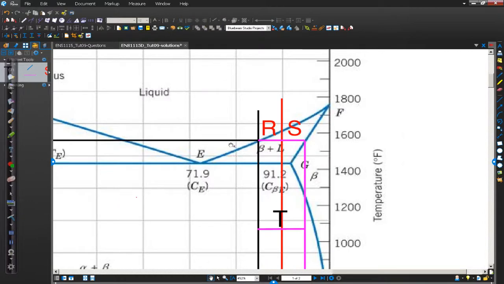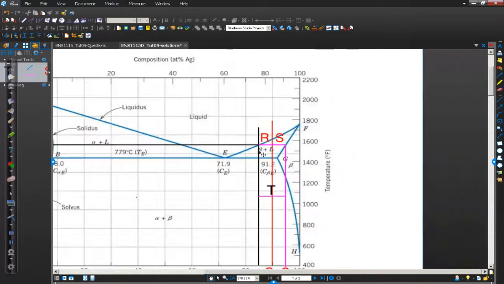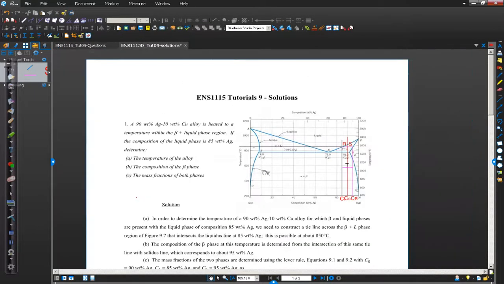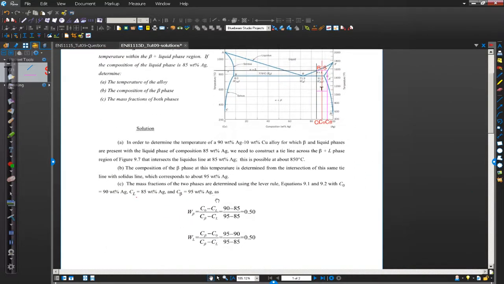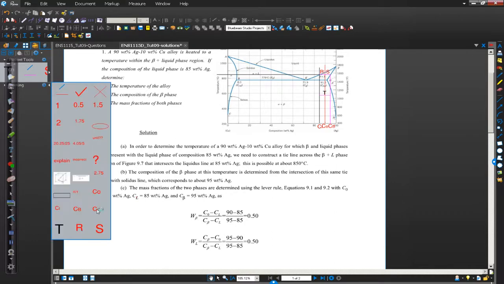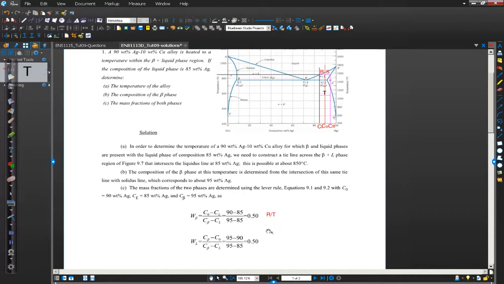Okay. So if I was going to find out the mass fraction of beta, the formula is R divided by T. If I was going to find out the mass fraction of liquid, it is S by T. Now the formula is already given here. So the mass fraction of beta is R by T. So what is R? Sorry, yes, no, that is correct.